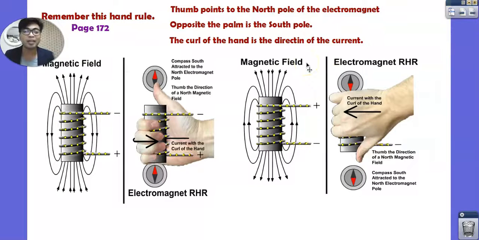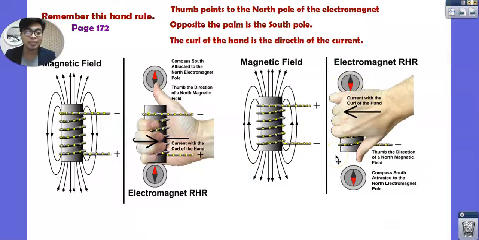So usually under Faraday's law, we remember this hand rule that we have. The thumb will always point to the North Pole of the electromagnet. Opposite the palm is the South Pole. So this one is the North Pole, and this one is the South Pole. The flow of the current here is in a clockwise direction, so this one is the North Pole, and this one is the South Pole. However, if we do it the other way around, the anti-clockwise movement of the electric current, this one now becomes your North Pole, and this one now becomes your South Pole.